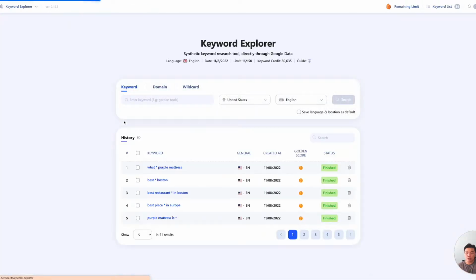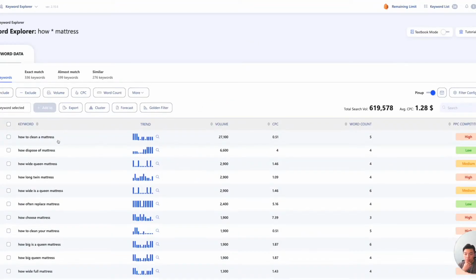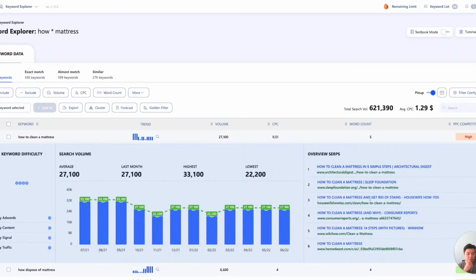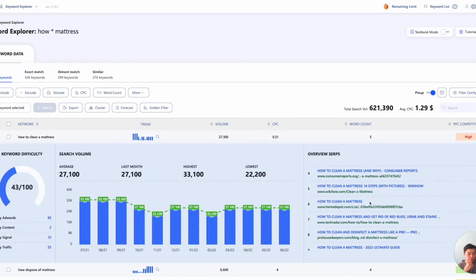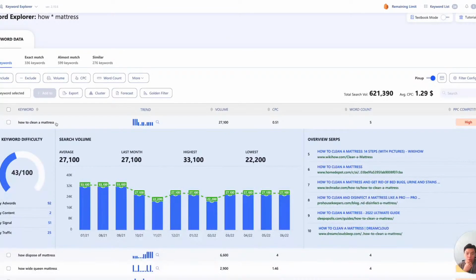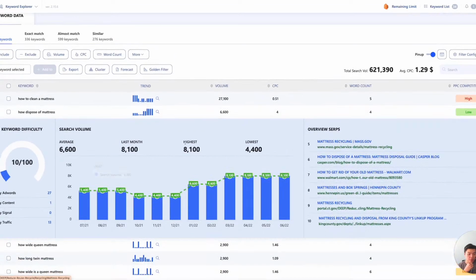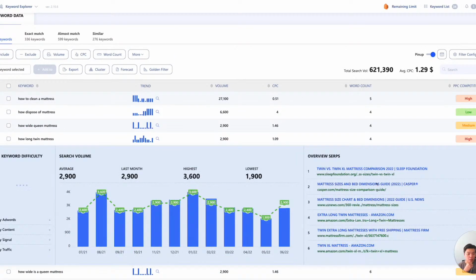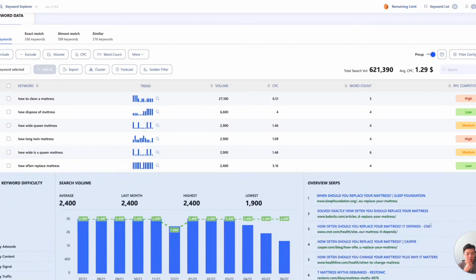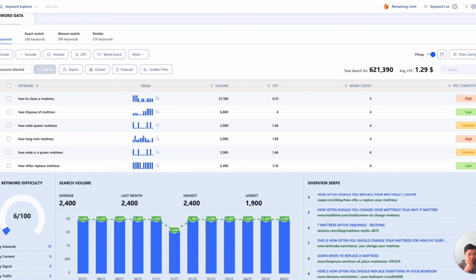So this is the second case. You can do the same thing with this keyword, how star matches. And from here you probably find the same thing. Purple is nowhere here on any of these keywords. There's Casper again. There's no Purple.